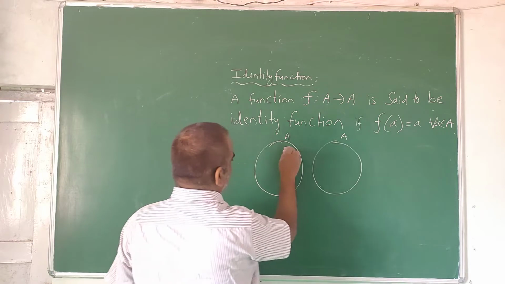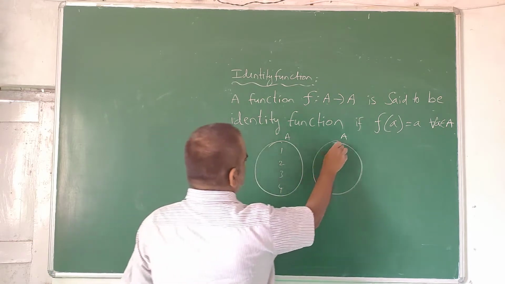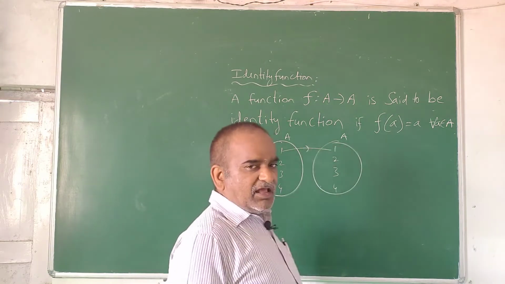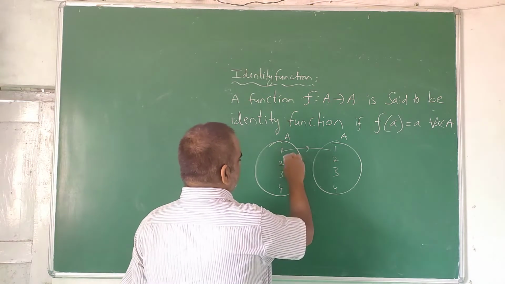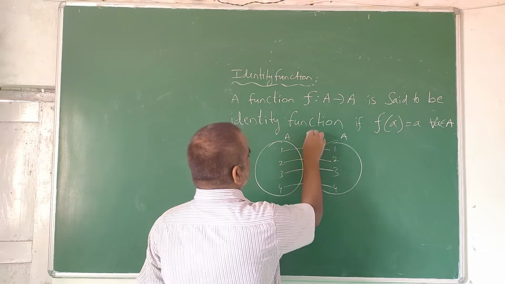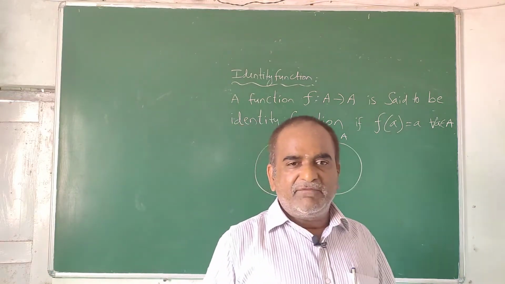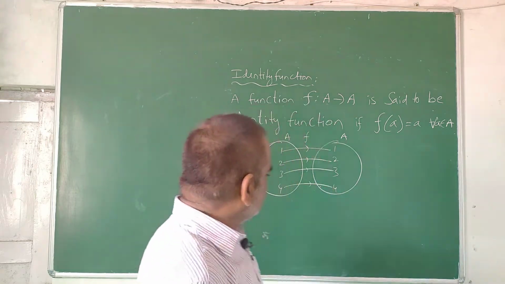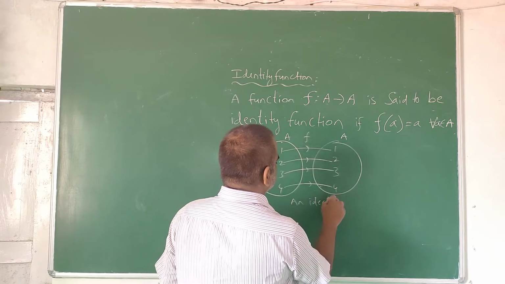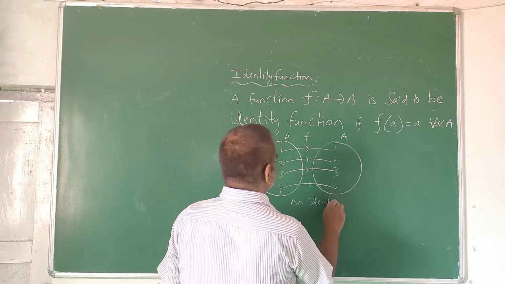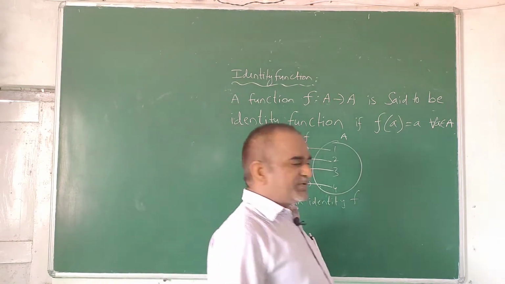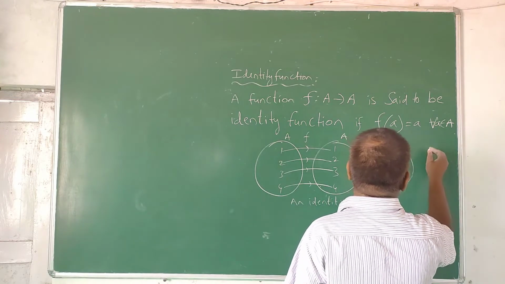Suppose A is 1, 2, 3, 4. Now if you define a function like 1 maps to 1, 2 maps to 2, 3 maps to 3, 4 maps to 4, then that function would be the identity function. Every element's image is itself. So this is clearly an identity function. Now let us take one function which is not identity so that you will understand more clearly.